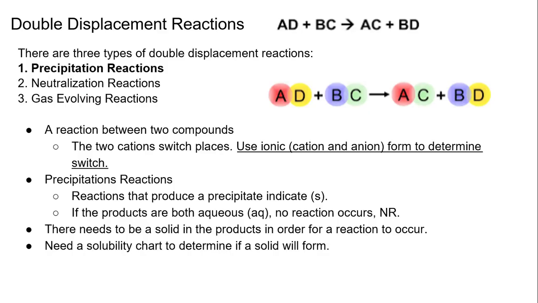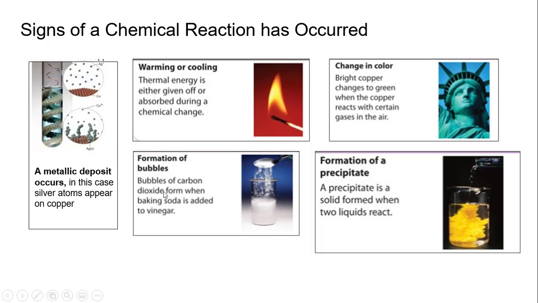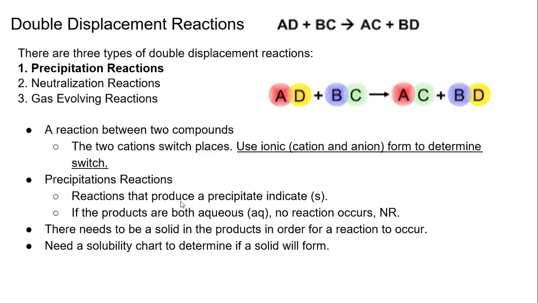So double displacement reactions are a key thing here for this lab. There are three types of double displacement or double replacement reactions. The first one, which we're working on, is precipitation reactions. There's also neutralization reactions with an acid and a base, which produces water. And then gas evolving reactions, which is a chemical sign when you have bubbles being emitted from a reaction. It's usually oxygen gas or hydrogen gas.